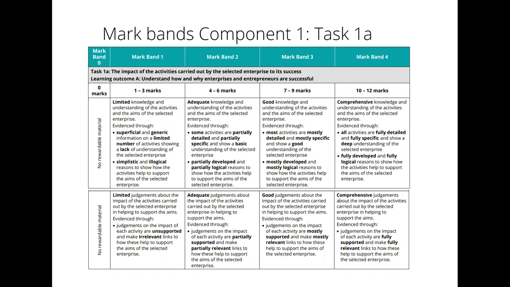Where there's no evidence worthy of credit, obviously you have to be able to award zero marks as well. Okay, now if you actually look, the descriptors used in these mark bands are the same for each part of the component. So for mark band one, you'll have descriptors such as limited, superficial, generic, simplistic, illogical, unsupported, irrelevant. All right, that will all fall into that first mark band.